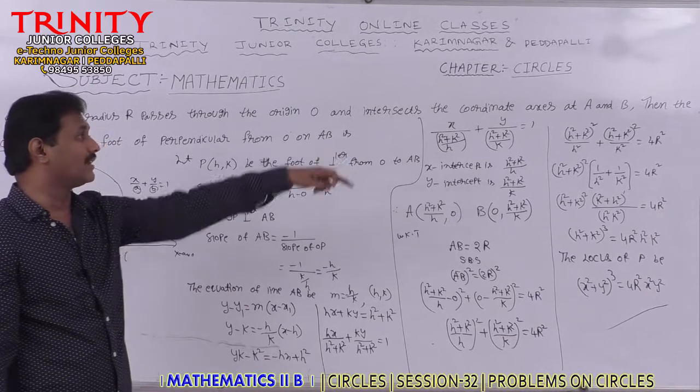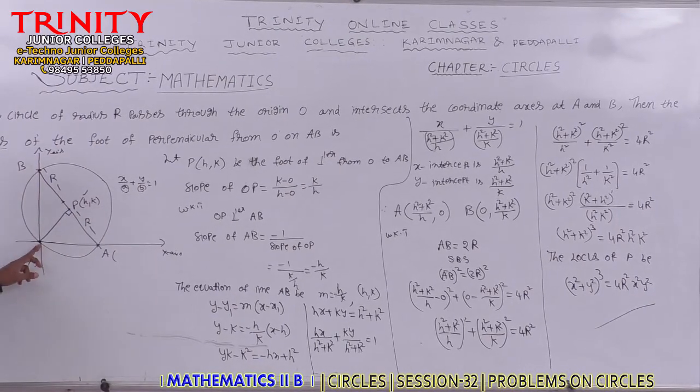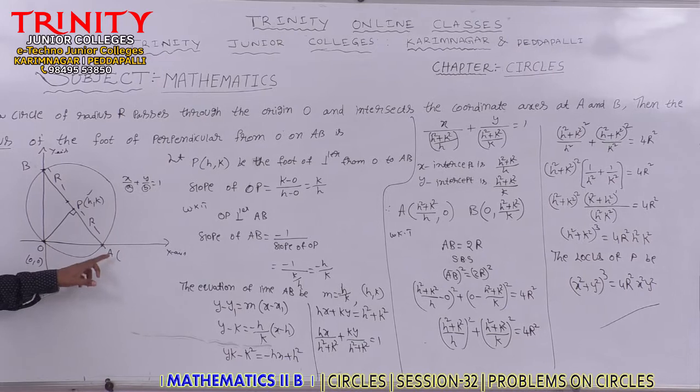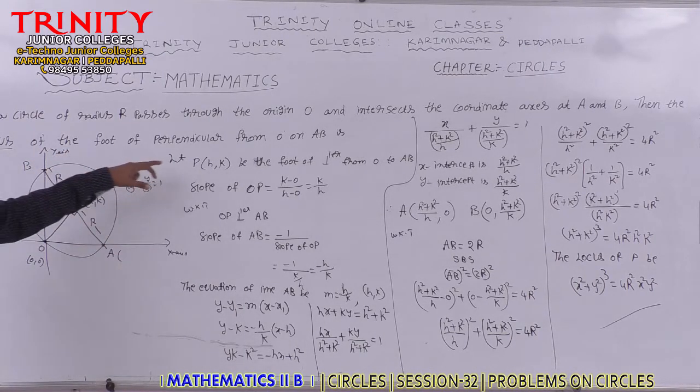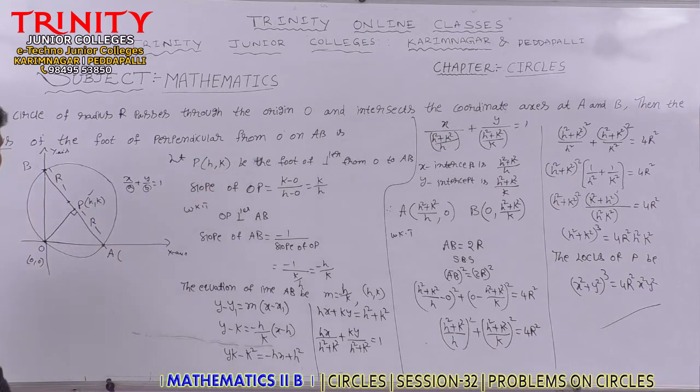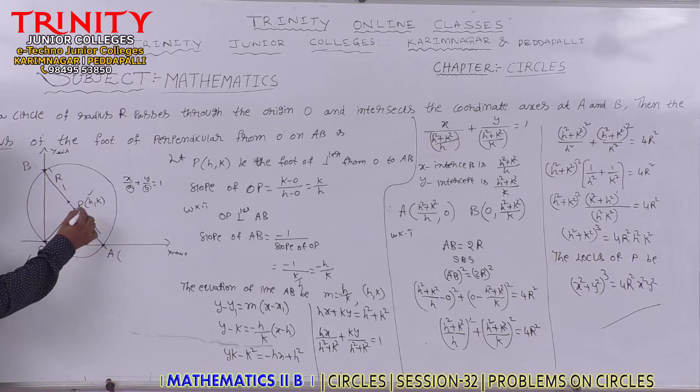In this problem, a circle of radius r passes through the origin and intersects the coordinate axes at A and B. The circle passes through the origin and intersects the x-axis at point A and the y-axis at point B. Then the locus of the foot of the perpendicular from O to line AB is P. Let us take the coordinates of point B as (h, k).